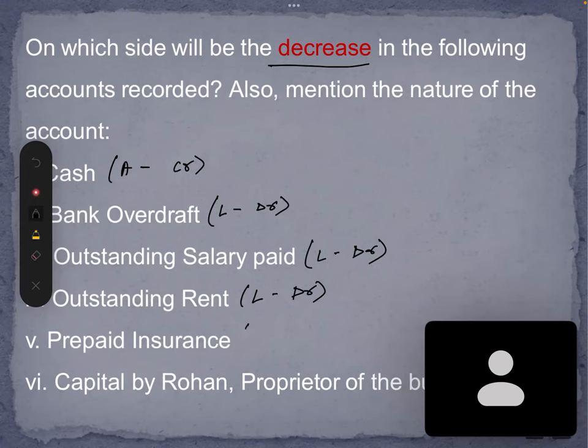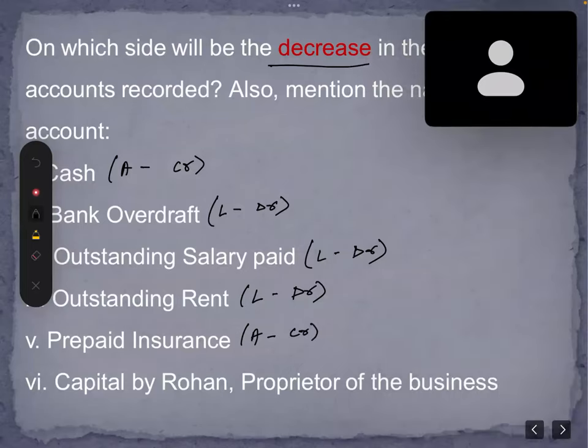And prepaid insurance is an asset. If there is decrease in asset, we will be crediting. Capital by Rohan, there is reduction in the capital. Rule regarding the capital is similar to the liability. So if capital is decreasing, we should be debiting it. Understood, all of you?